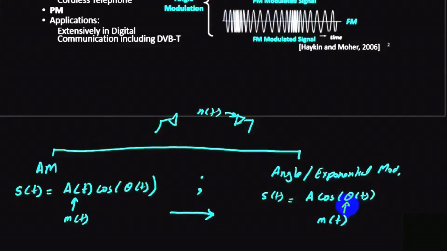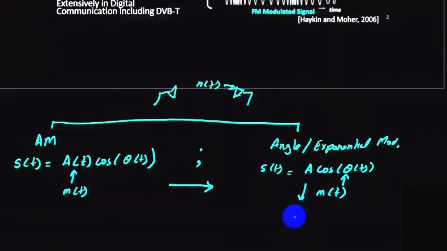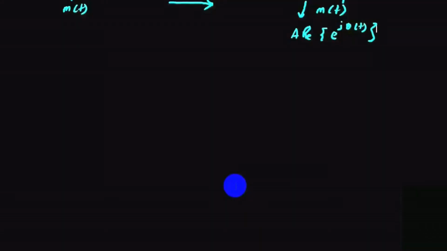So why do we call it angle or exponential modulation? As mentioned, the message is basically conveyed in angle rather than the amplitude. Note that angle modulation can also be written in terms of the real part of exponential j theta of t, right? So if you open this, it will become cos theta plus j sin theta, but the real part of it would be simply this one. So therefore it is called exponential modulation. One of the most significant aspects of angle modulation is to understand the concept of instantaneous frequency.